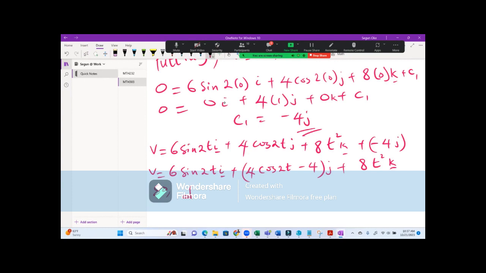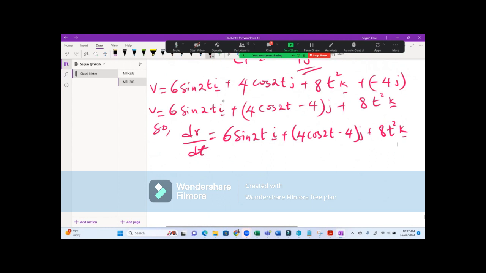The R will be the R dt, which will now equal the same equation that we are using: 6 sine 2t i plus 4 cos 2t minus 4 j plus 8t squared k. Now, how do we write this? We can integrate. When you integrate both sides, what happens?